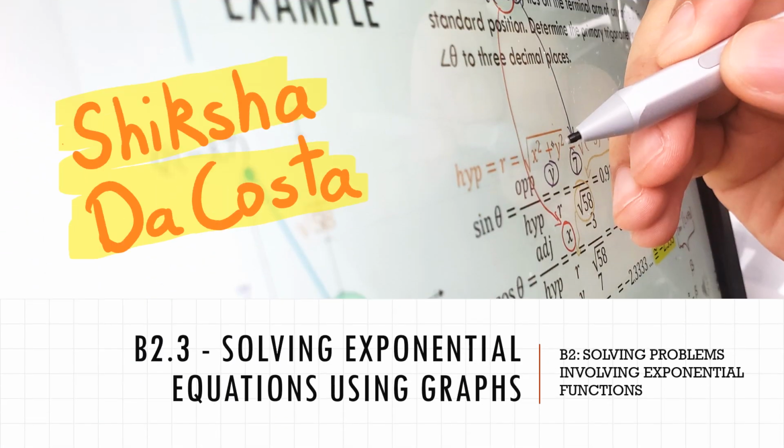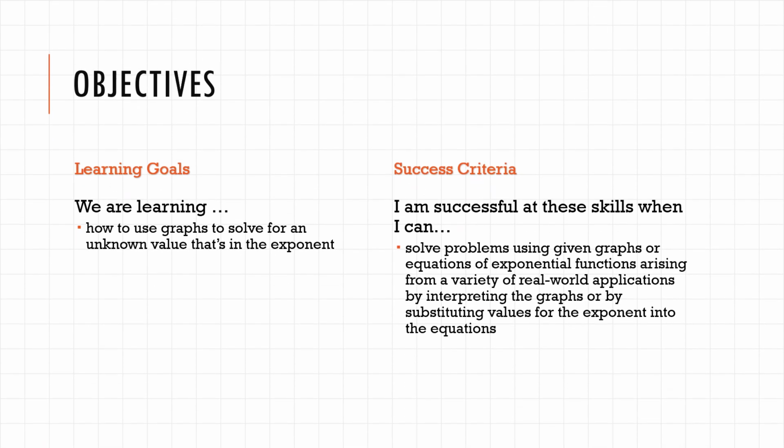Today we're going to learn how to solve an exponential equation using a graph. So today we're going to learn how to use those graphs to solve for an unknown value that's actually in the exponent of an equation. And you can know that you're successful at this when you can solve problems that are using given graphs, or if you're given the equation of an exponential function, especially if these problems arise from all sorts of different real world applications. And you're going to solve those problems by taking the graph and interpreting it, or just by substituting values for the exponent in the equation that you're given, depending on whether you're given a graph or an equation.